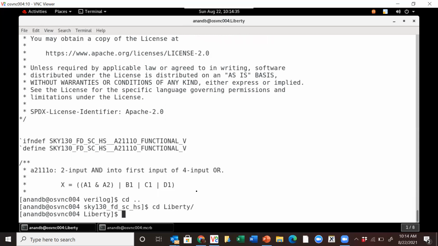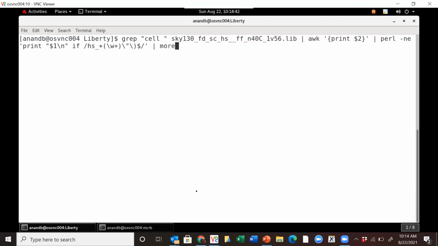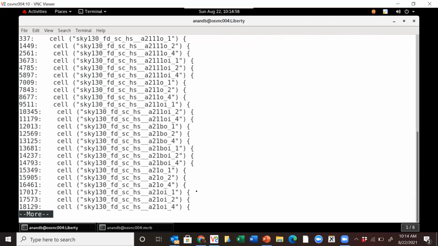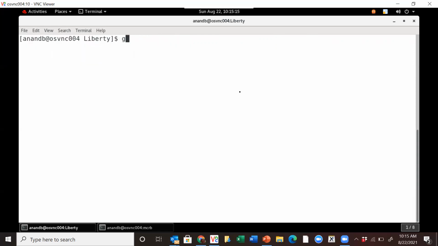First of all, let's see if they're even there in the Liberty file. Sometimes it is there, sometimes it is not there. So I'm going to look at the cells. And let me actually do a grep -n so I can get the line number where that cell is. Let me get all of that out. And let's say that, okay, line number 337 is this particular cell here. Let me grep for that cell.